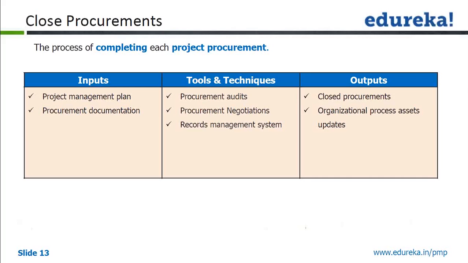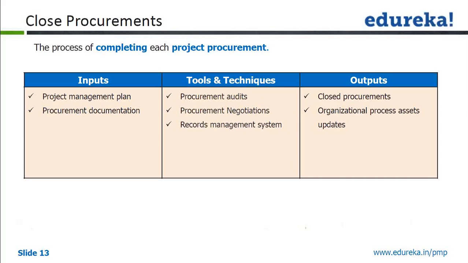Okay. So we were talking about procurement audits and procurement negotiations. So in an audit we inspect all the procurement documentation and see that it has gone as per the procurement management plan, which is a subsidiary plan of the project management plan. So audits will be performed, and if there are no major findings, whatever minor findings there are will be noted, and if required, will be closed as a part of procurement negotiations.